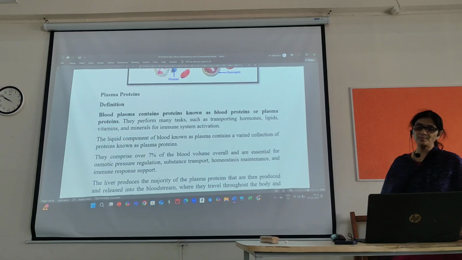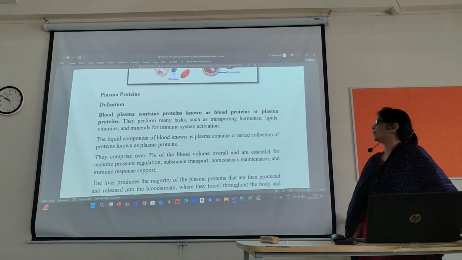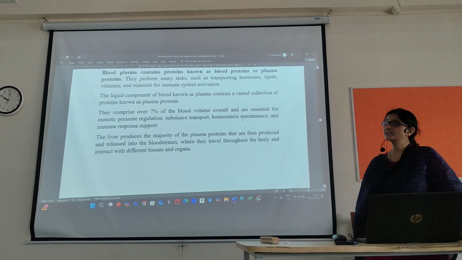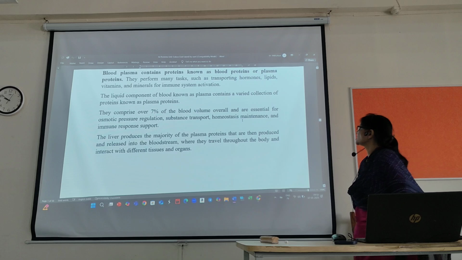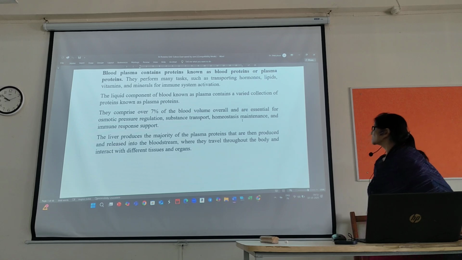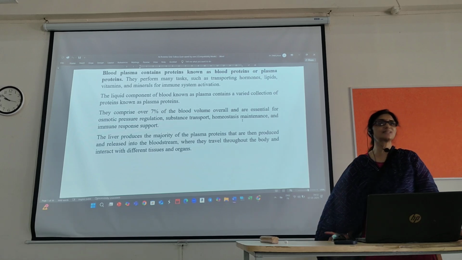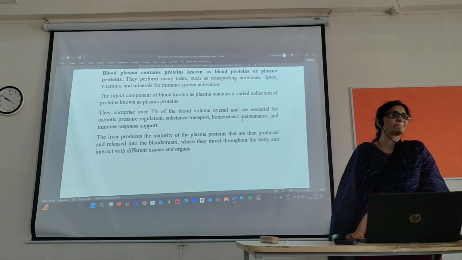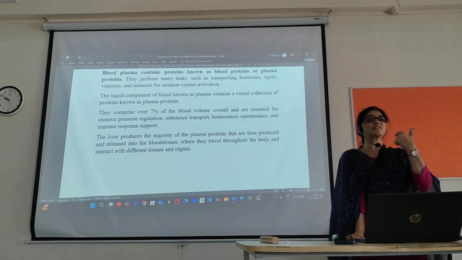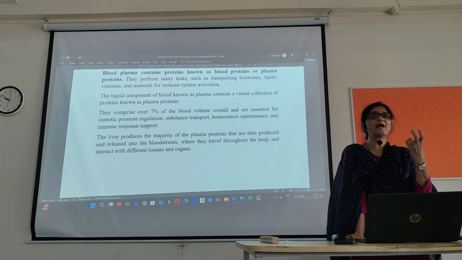The liquid component of blood known as plasma contains a varied collection of proteins known as plasma proteins. They comprise over 7% of blood volume overall and are essential for osmotic pressure regulation. What is osmotic pressure, osmosis? Everybody knows. Then substance transport, then homeostasis maintenance. What is homeostasis? Anybody knows? Homeostasis is adjusting to the surroundings. Our body adjusts itself according to the surroundings.